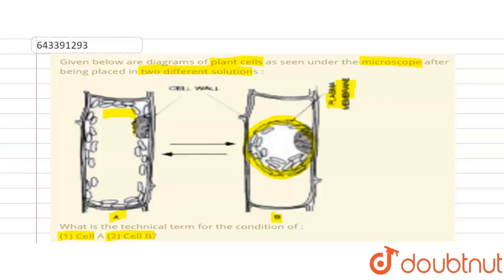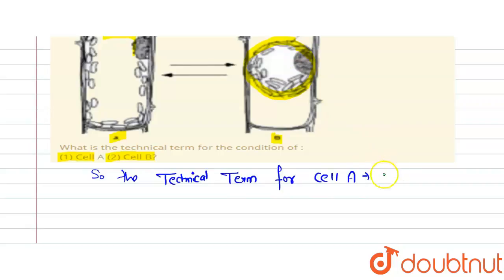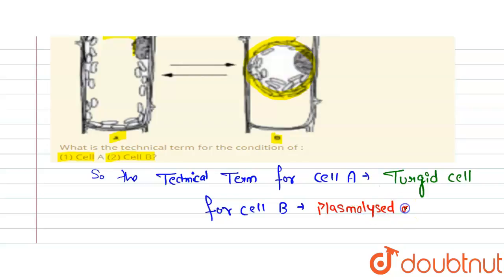So now let us see. Let us give the technical term for cell A, which is a turgid cell, and for cell B, which is plasmolyzed or flaccid cell.